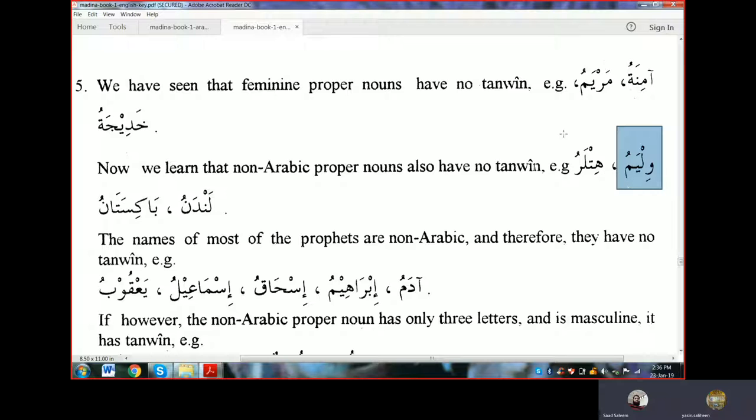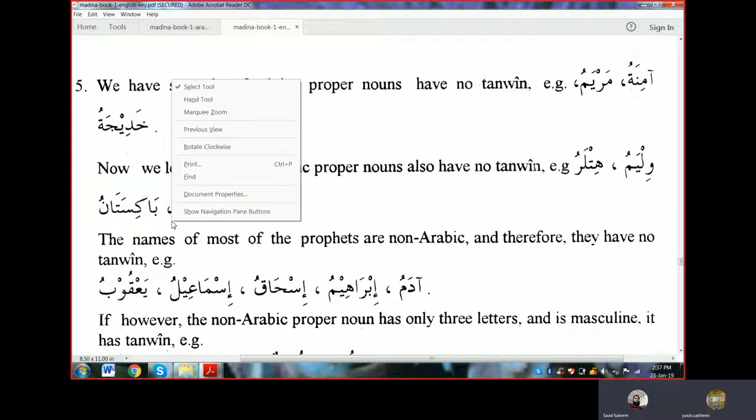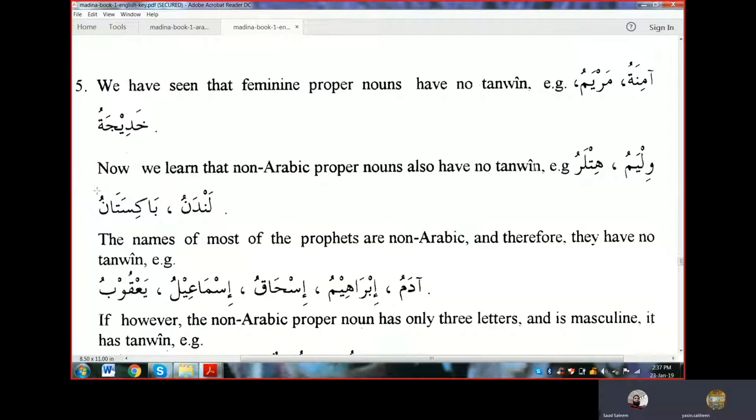Hitlaru. And Landanu, that's London. And Pakistanu. All these are singular words: Hitler, William, London, Pakistan. These are non-Arabic words, that's why we are using Damma with them.